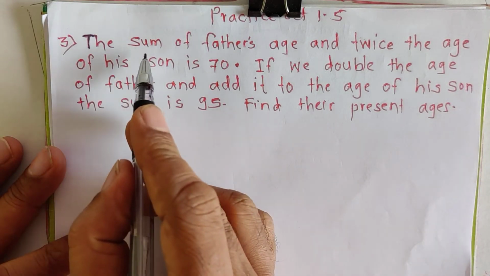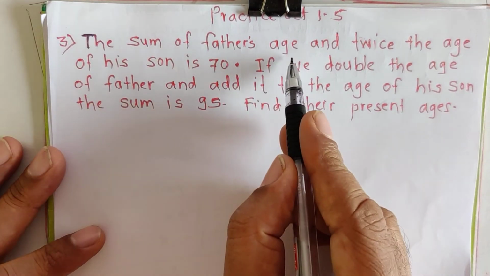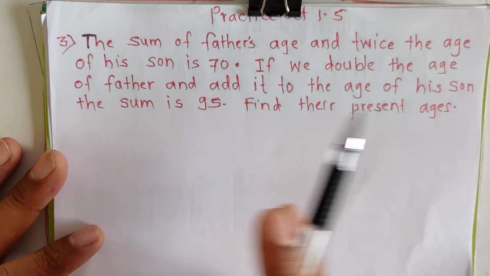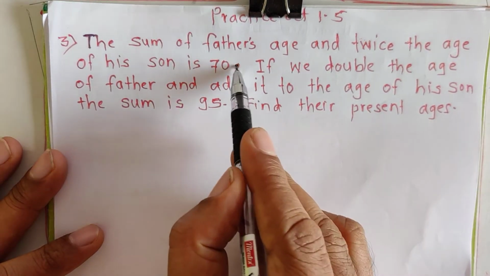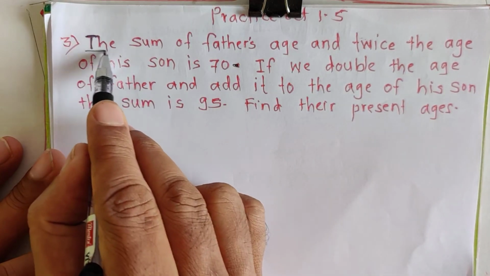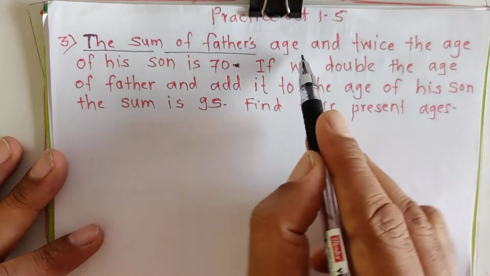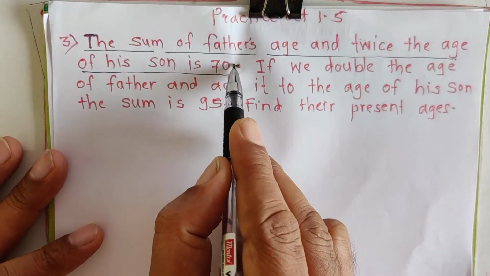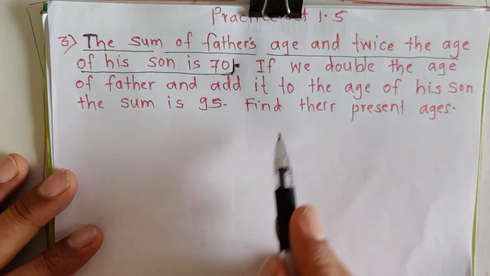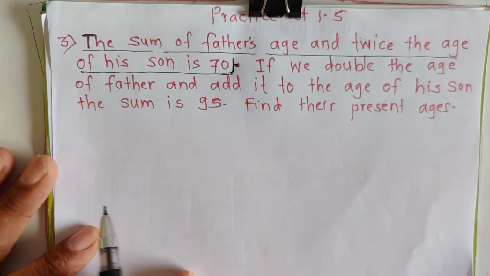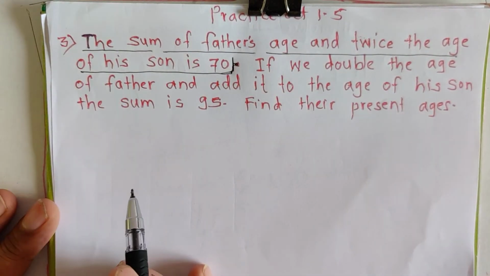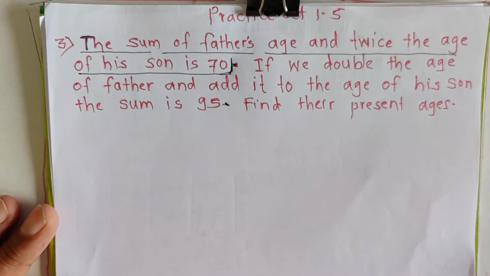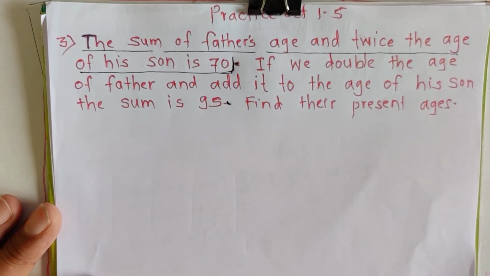The sum of father's age and twice the age of his son is 70. So this is the first condition. Statement 1, the first sentence is our first condition. So this is the first part of that sum, and this is the second part. So use this first part only first. Then we have to find what? Find their present ages. So present ages of father and son, that we have to find.